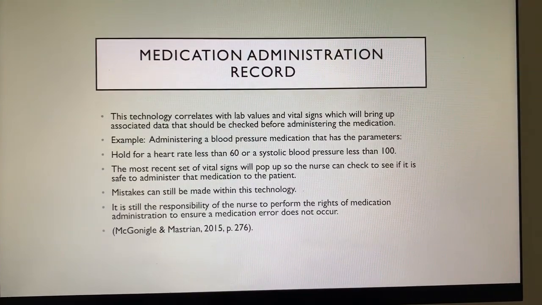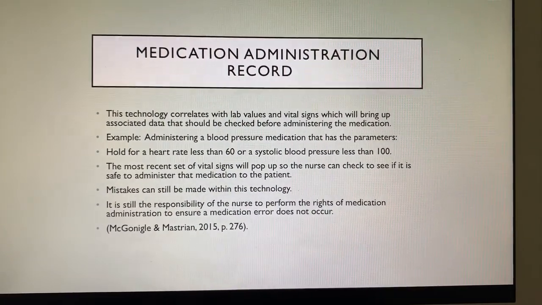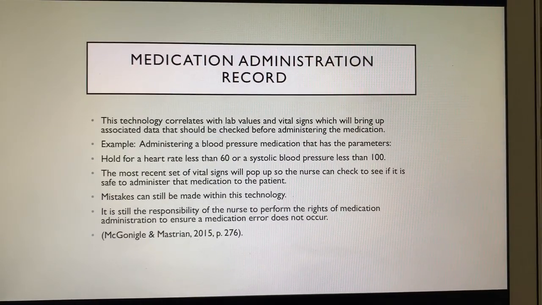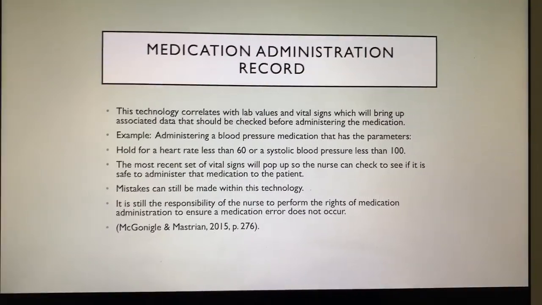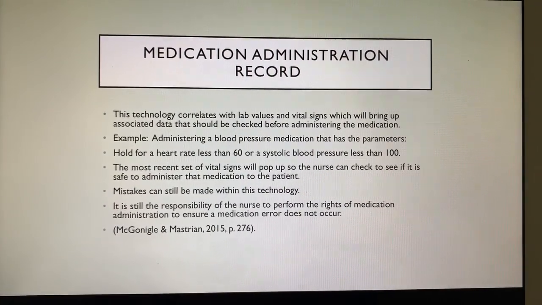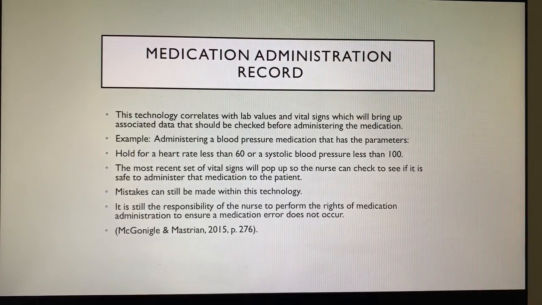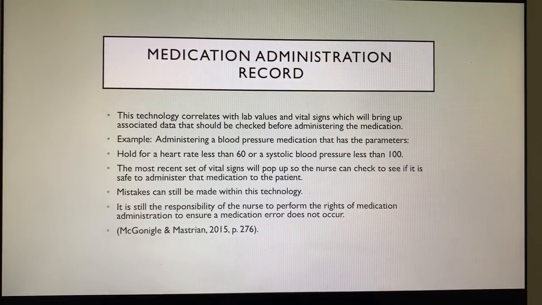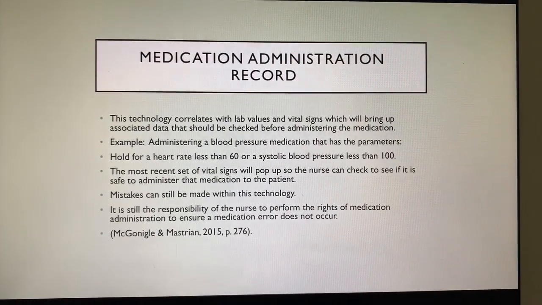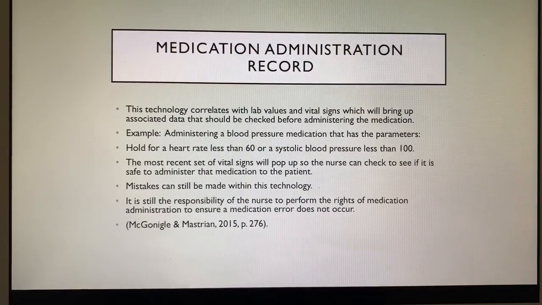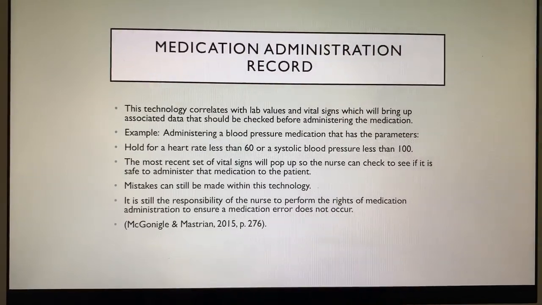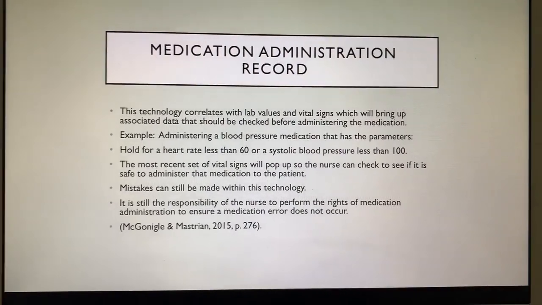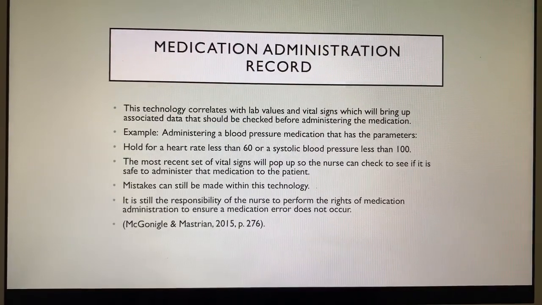This technology also correlates with lab values and vital signs, which will bring up associated data that should be checked before administering the medication. So for example, if you're administering a blood pressure medication that has the parameters of holding if the heart rate is less than 60 or if the systolic blood pressure is less than 100, it is going to pull up the most recent set of vital signs for that patient so that the nurse can check to see if it's safe to administer that medication to the patient.